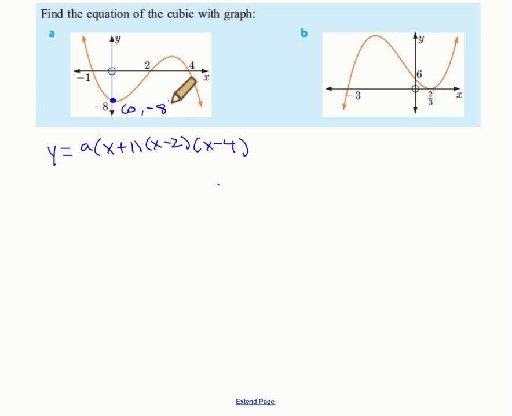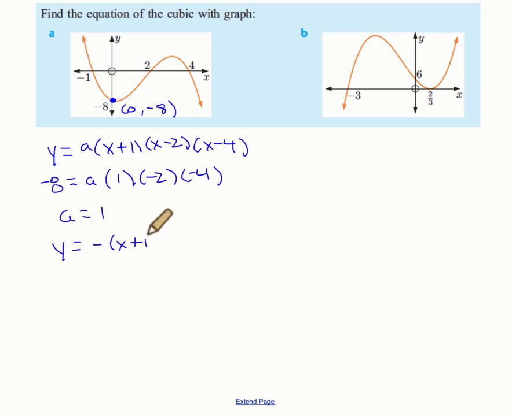So that means when x equals 0, y equals -8, so that's a times 1 times -2 times -4. Solving for a, we get a equal to -1. So the equation of our cubic is negative x plus 1, x minus 2, x minus 4. We are not asked to put it in any particular form, so we can leave it like that and expand it as necessary depending upon the situation.